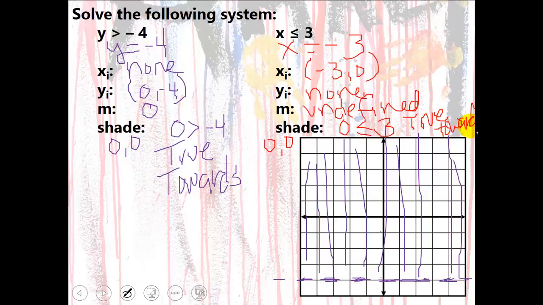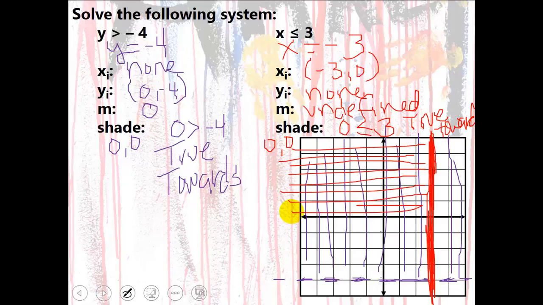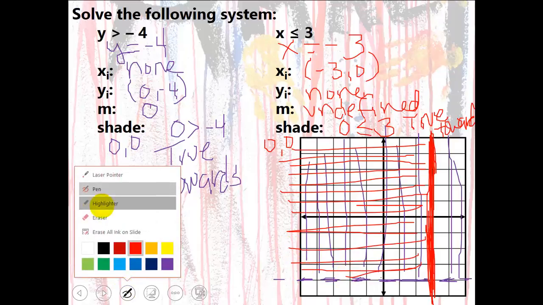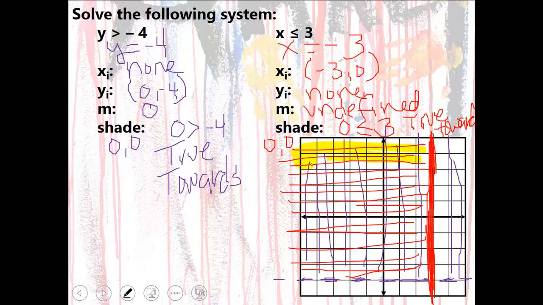Here's my line. This is a solid line, x equals 3. Trying to make that strong so you can see it. Then I have to shade to the left, going towards (0, 0). So do you see where my purple shading overlaps my red shading? That's the solutions to my inequality system. So all in here, this square area right in here.